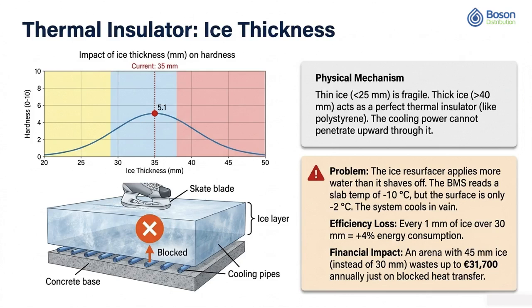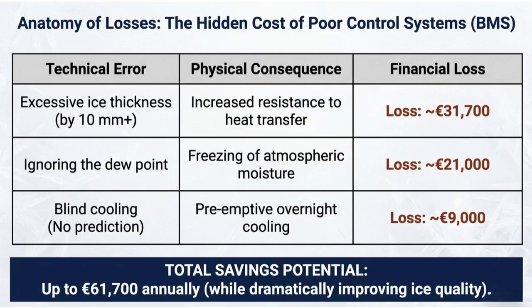An arena with 45 millimeters ice instead of 30 millimeters can waste up to 31,700 euros annually just due to blocked heat transfer. Here, physics translates into pure economics. Let's summarize the hidden costs of poor control systems, or BMS, settings. First, excessive thickness.